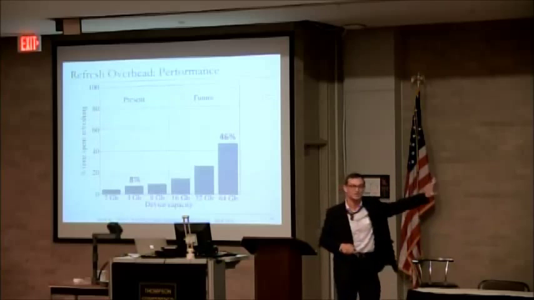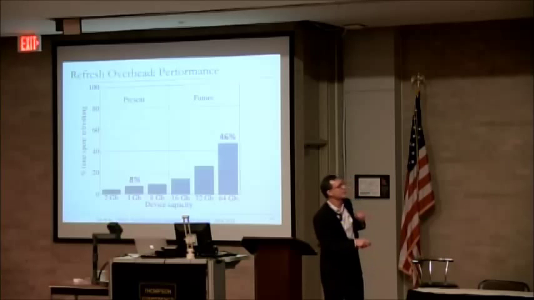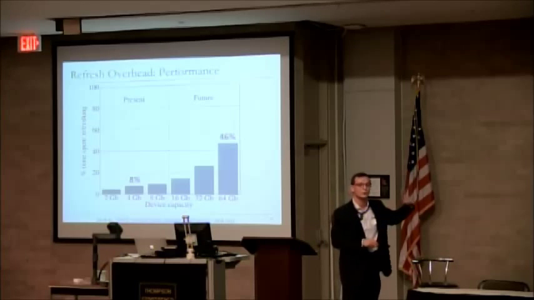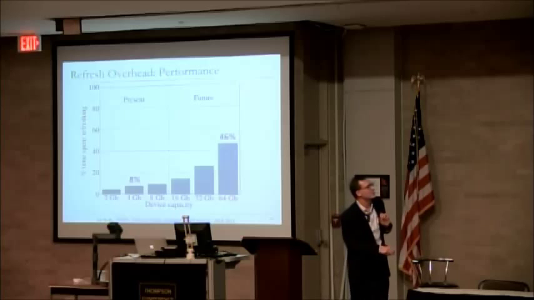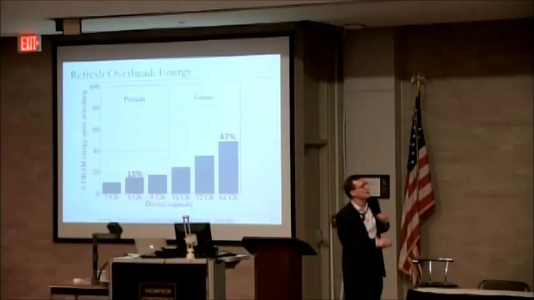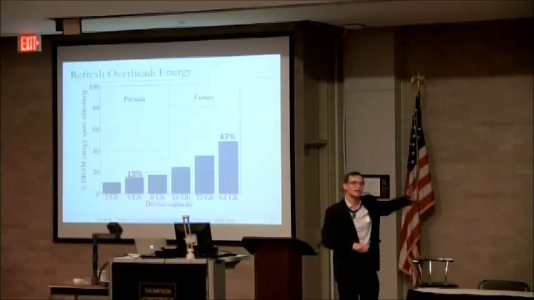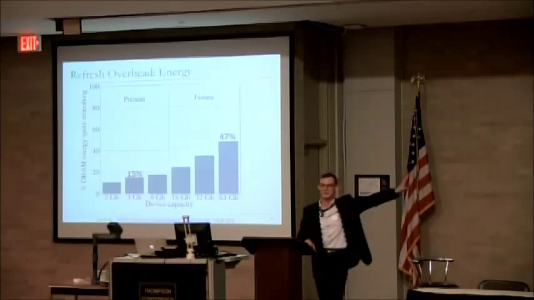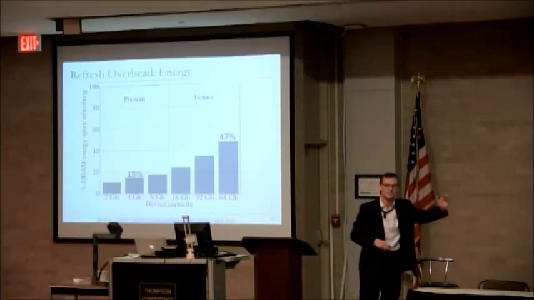I'll go through these relatively quickly. This is device capacity, DRAM chip capacity, on the x-axis. This is the percentage of time the device spends refreshing. This is the throughput loss, if you will, of the device. Today it's at 8%. If we keep the scaling trend of DRAM, it'll be almost 50% at 64 gigabit chips. And this is the percentage of DRAM energy spent refreshing. Today it's about 15%. Going forward, at 64 gigabits, it'll be around 50%. And you can argue with the numbers, and I will argue with these numbers myself, even though they're my own and my own students' numbers, but the trends are exponential. The trends remain the same.